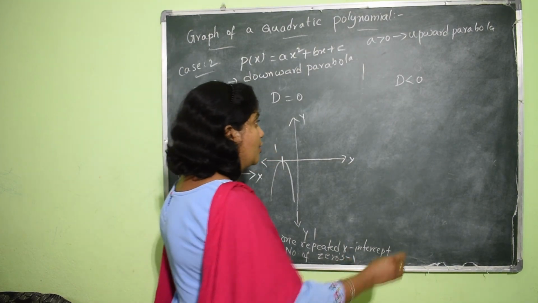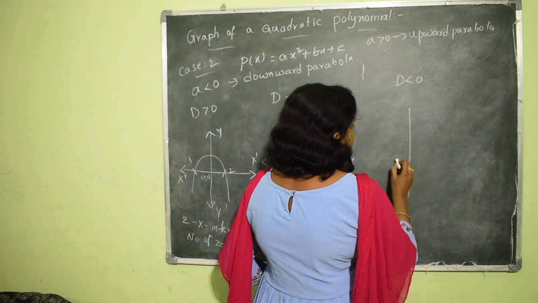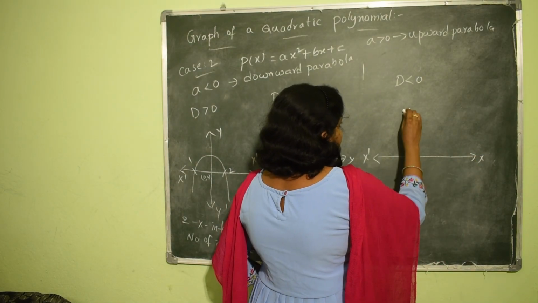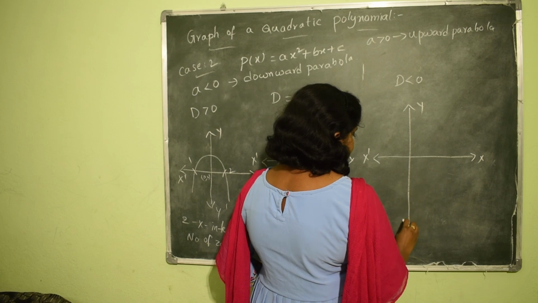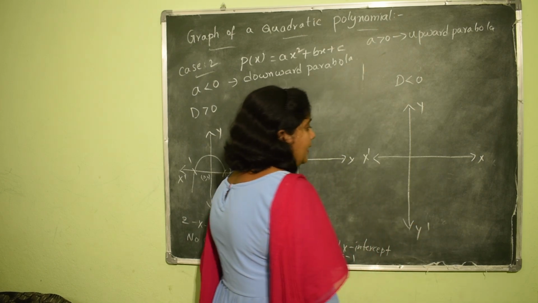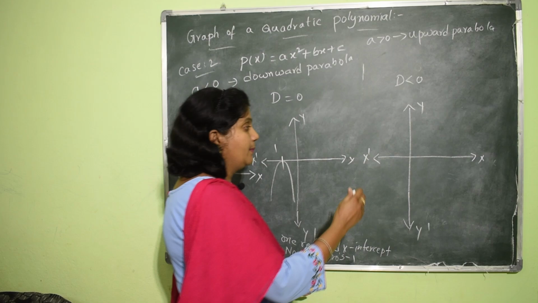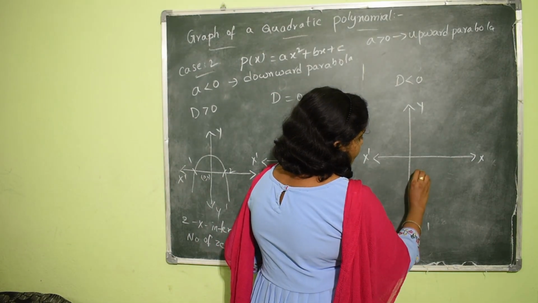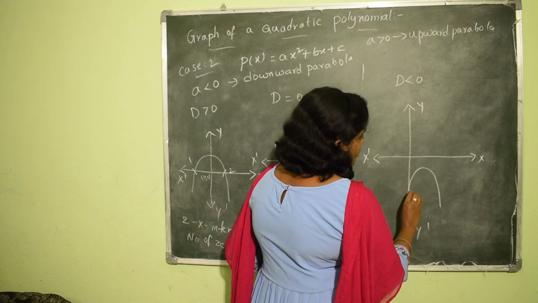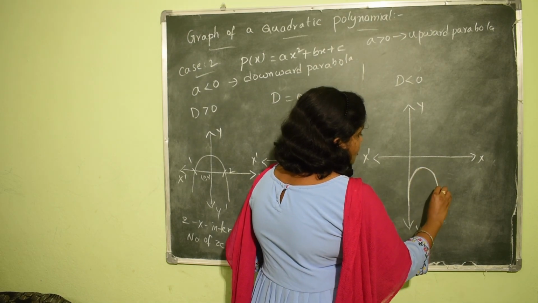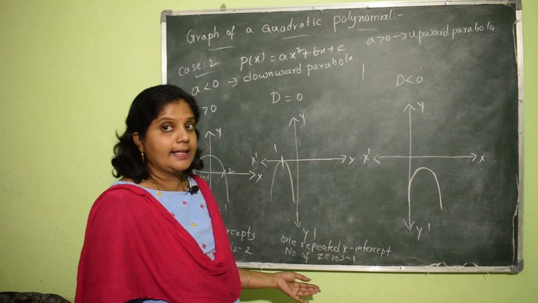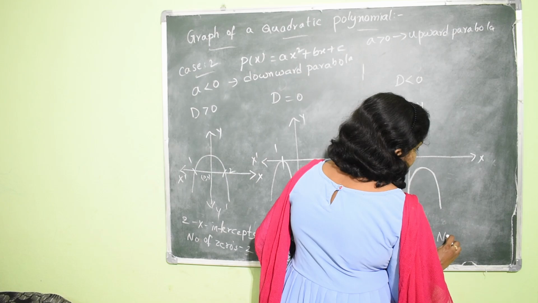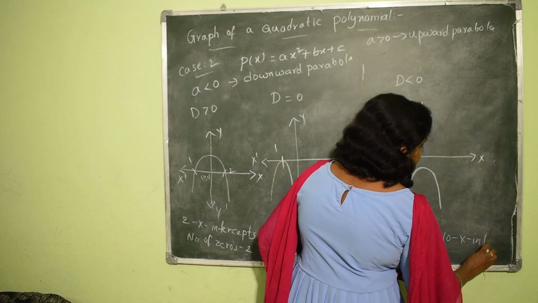Now for the d less than 0 condition: x-axis, x dash, y-axis and y dash. Here the graph of the quadratic equation looks like this. Here also it is a parabola. Here it is not intersecting the x-axis. So no x-intercept, and no x-intercept means no zeros.